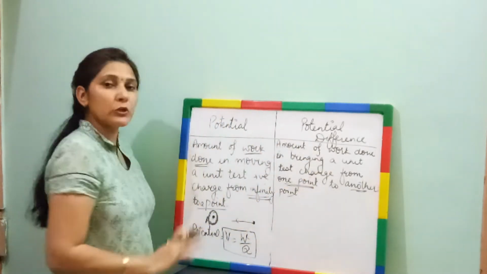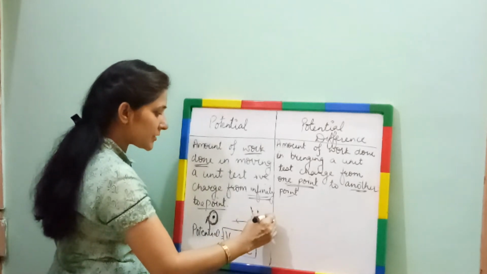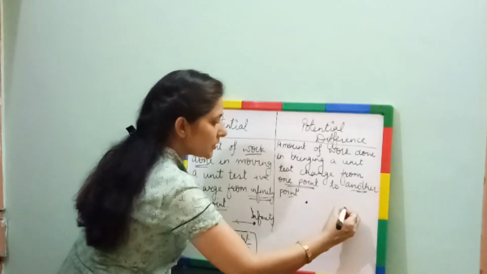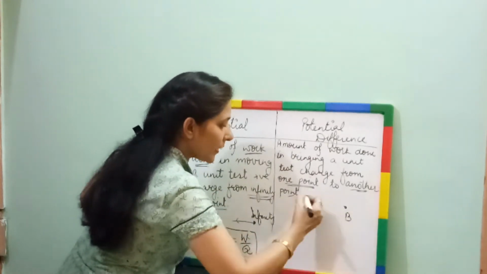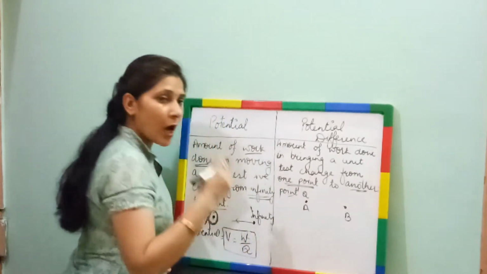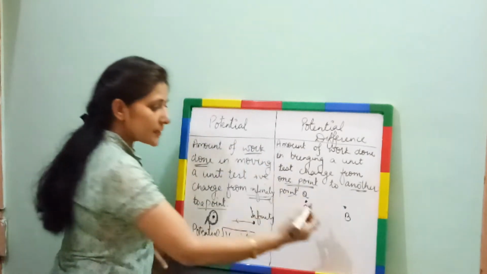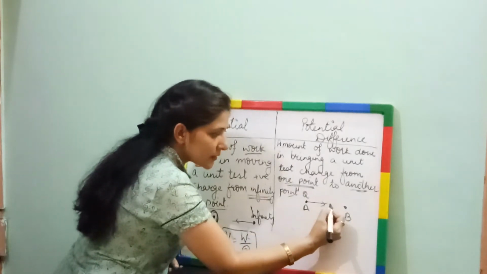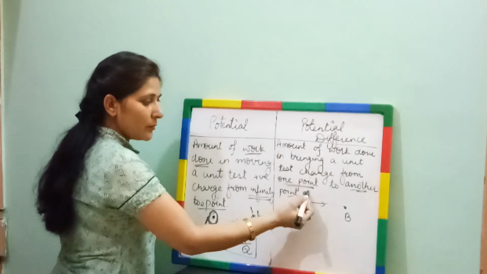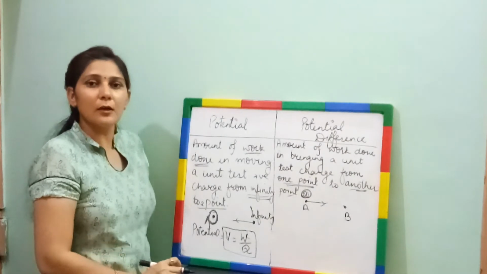In both the cases we are talking about work done, but there we brought a unit test charge from infinity to a particular point A. But here we have suppose these two points A and B, and I have this charge Q. If I have to move this charge Q from A to B, how much work am I supposed to do? That is potential difference. From A to B I am moving this, and up to this B I need to move it. So whatever is the amount of work done in moving this test charge from A to B is known as potential difference.